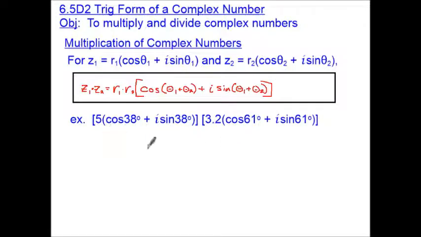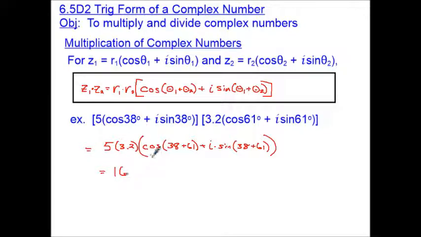Okay, so just one quick example here. Let's use degrees. If I've got 5 times cosine 38, etc., and 3.2 times cis, remember the notation from previously, 61. All we have to do to multiply those two together is take 5 times 3.2, and then we're going to do cosine of 38 plus 61 plus i times the sine of the exact same thing, 38 plus 61. Those are degrees right now. Then 5 times 3.2 works out to be a nice clean 16.